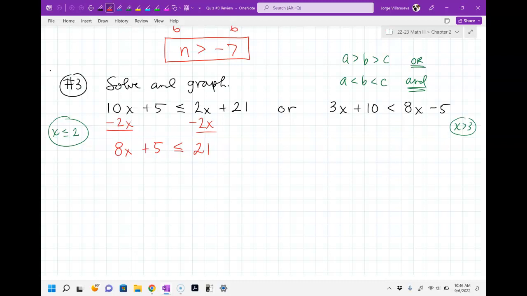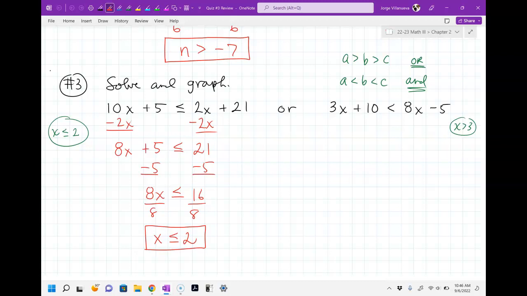Next, I'll move the 5. So let's subtract 5 on both sides. That gives me 16. And this is going to be 8x. And last step is to get that 8 out of there. So we're going to divide it out. And my answer is x less than or equal to 2. So that looks good. We got the correct answer there. So good. Now let's do the next one.